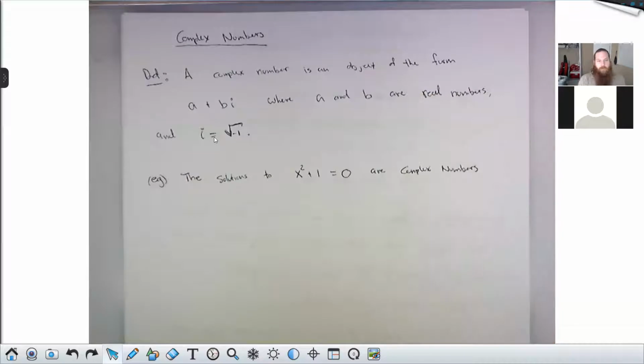All right, so in the past we've said that this equation and equations like this have no real solutions. The reason I always say no real solutions rather than just no solutions is because there are always solutions to these sort of equations. It's just that sometimes they're non-real complex numbers.